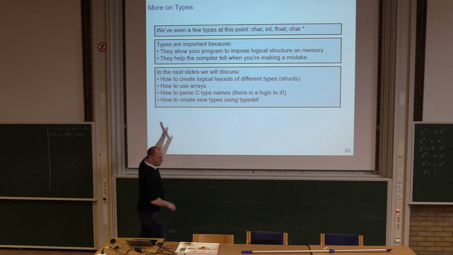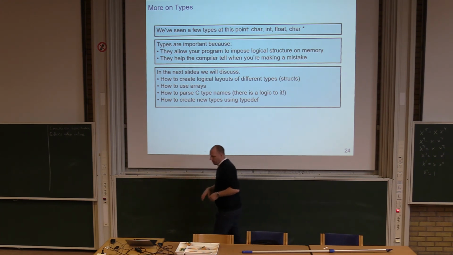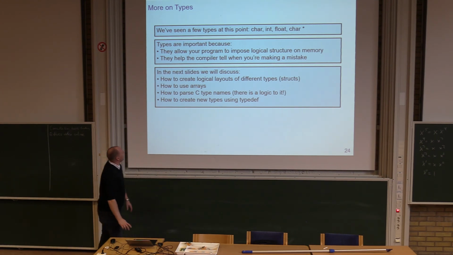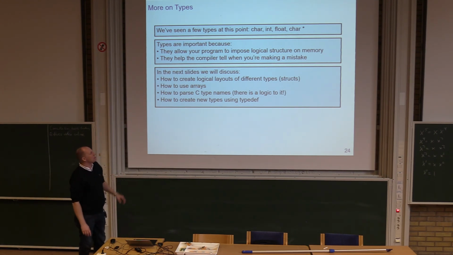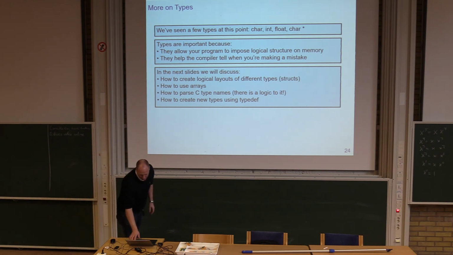Yeah, so, and then remember every variable has a type. And you can also, in C, make your own types. So I think it's best explained by an example here.